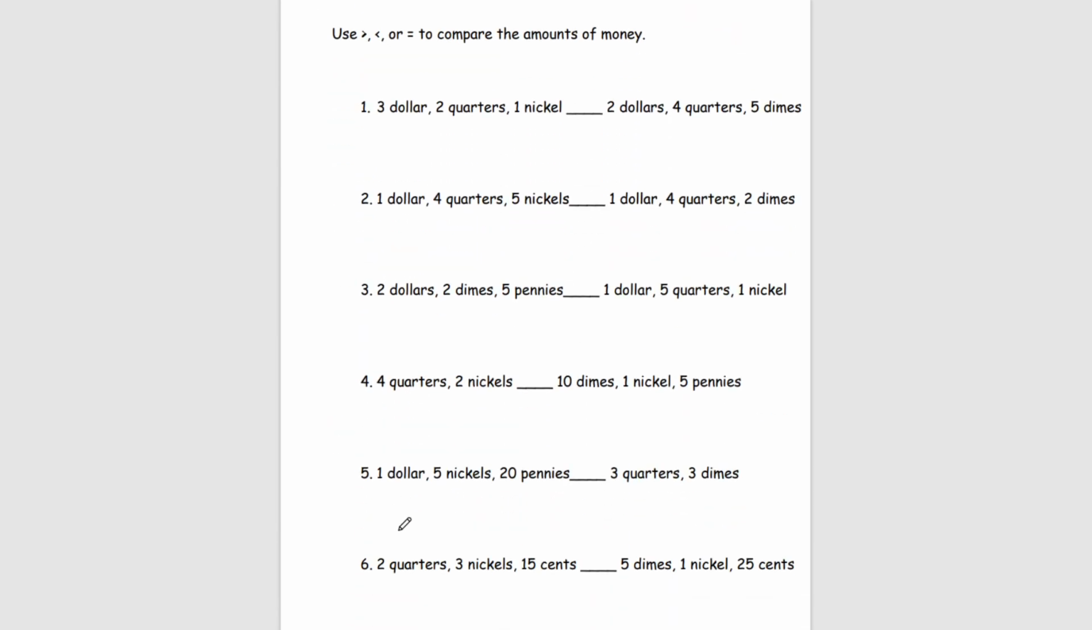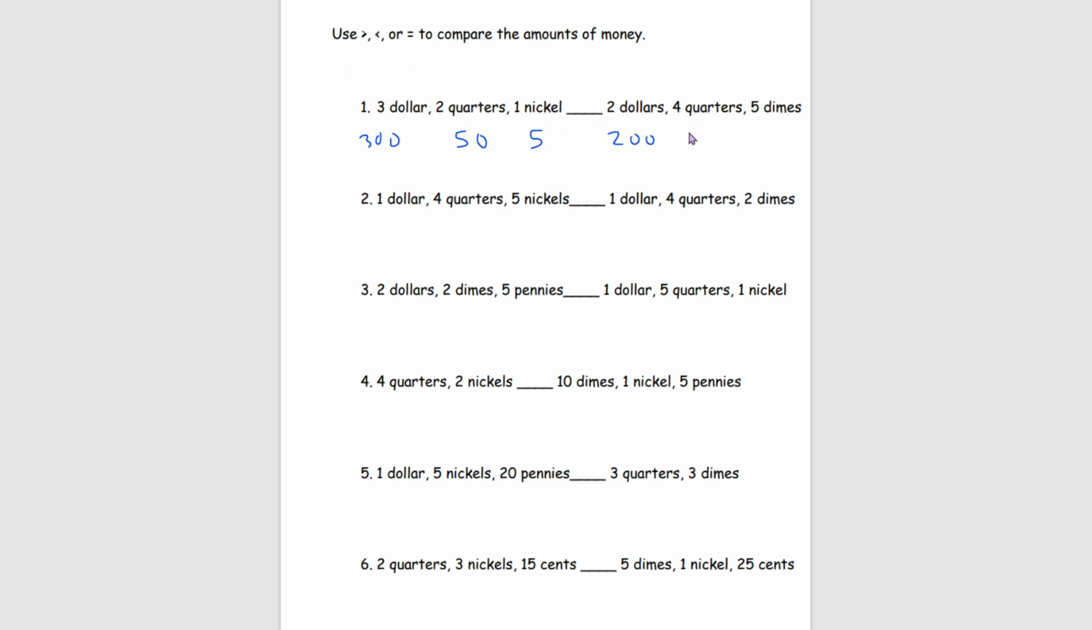For this page, we're using greater than, less than, or equal to compare the amounts of money. So let's write this all out first to make it easier. For number 1, we have $3, which is equal to 300. 2 quarters, 25 each, equal to 50, plus 1 nickel, which is 5 cents. Over here we have $2, which is equal to 200. 4 quarters, which is equal to, I wrote an extra 0 by accident.